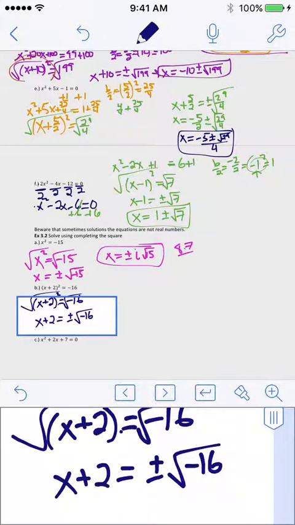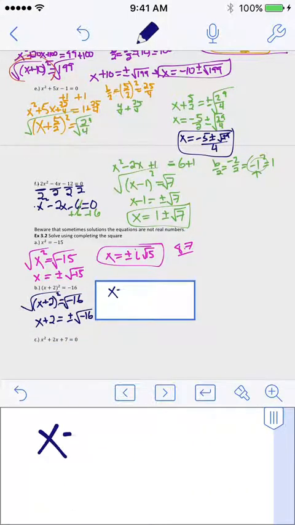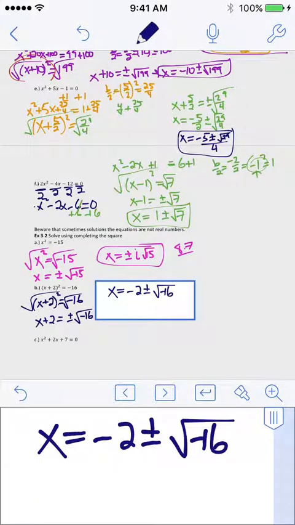Do not forget that plus or minus part. Even if it's complex, even if you've done 50 of these, do not forget the plus or minus part because you need two answers, right? You need two things that can be squared. And I'm not going to reduce this negative 16 thing yet. I'm going to wait until x is all by itself. So subtract 2 from both sides. I get negative 2 plus or minus the square root of negative 16.